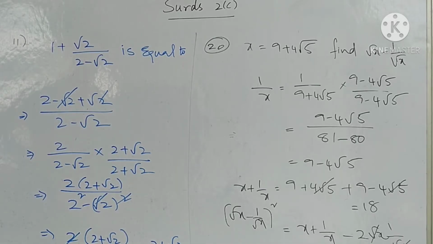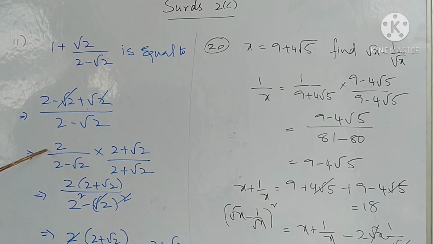This is 11th question. Find the value of 1 plus root 2 by 2 minus root 2. So by LCM, 2 minus root 2 plus root 2. Here plus root 2 minus root 2 both are cancelled, denominator is 2 minus root 2. So that is equals to 2 by 2 minus root 2. By rationalizing the denominator, that is equals to into 2 plus root 2 by 2 plus root 2. So here a minus b into a plus b, result is a square minus b square.